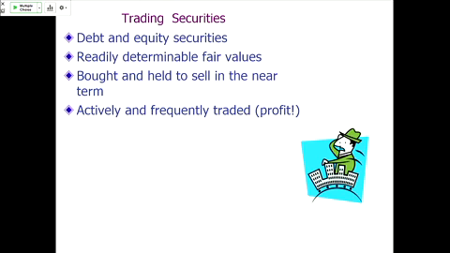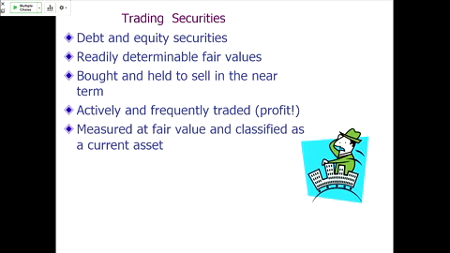Actively and frequently traded for profit. Notice it says profit, meaning you will have an unrealized gain that shows up on the income statement. Your intent is to make a profit, but you could have a loss, unrealized. They are measured at fair market value and classified as, does it make sense they're classified as current assets? Why are they classified as current assets? We expect to buy and sell them in a year.